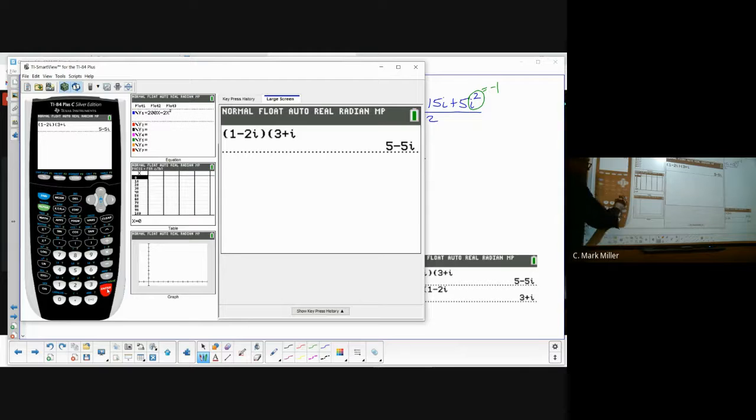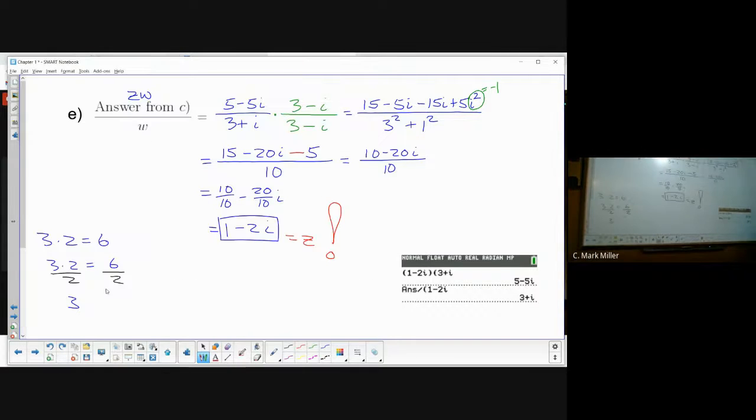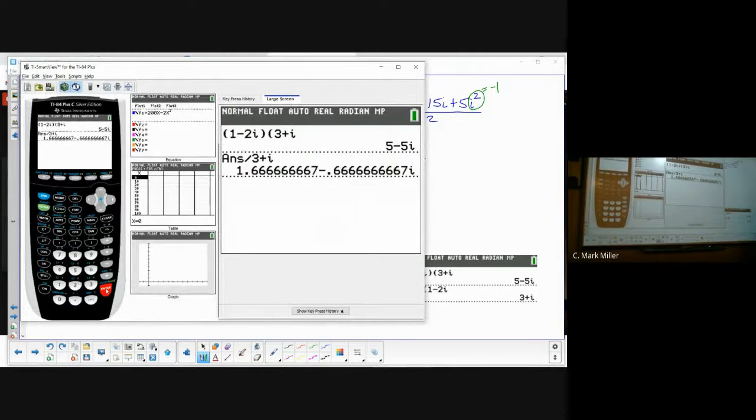And now I'm going to divide that by 3 plus i. Take my answer, divide by 3 plus i. That is strange. Oh, I divided by 3 plus i. That makes no sense. What's happening?